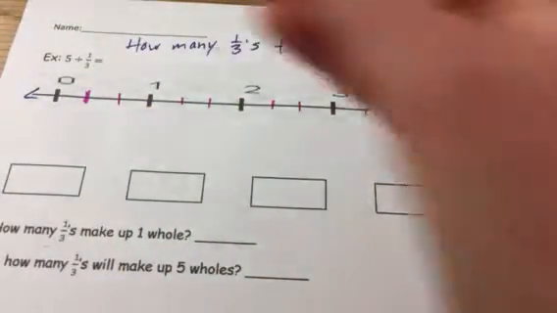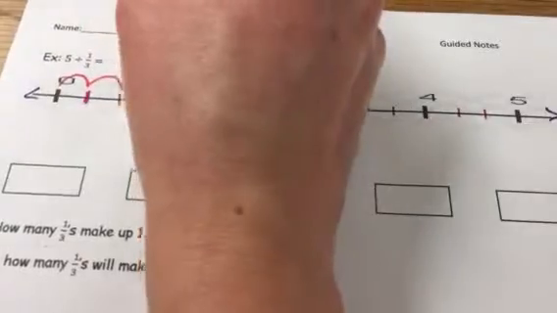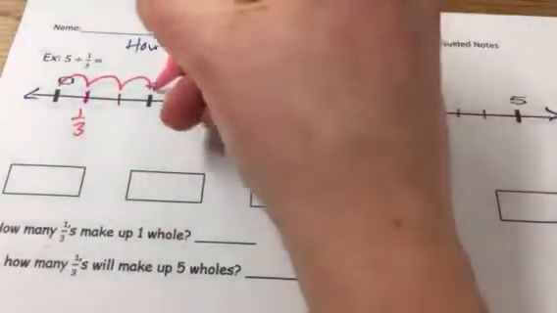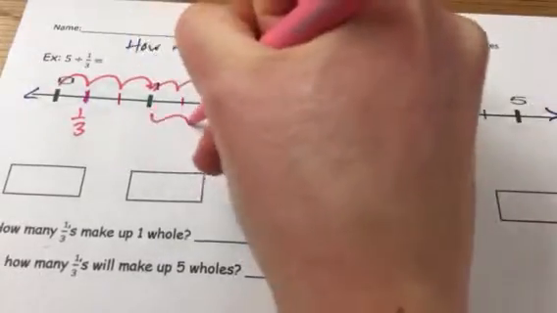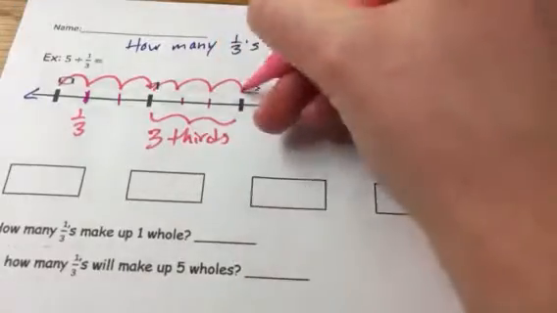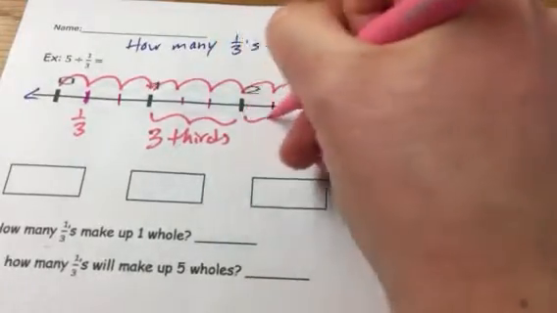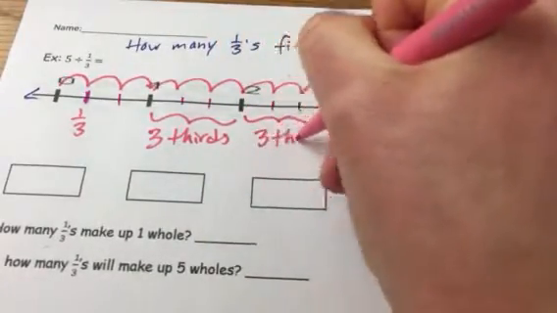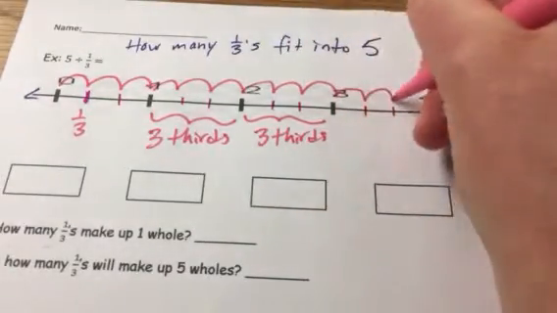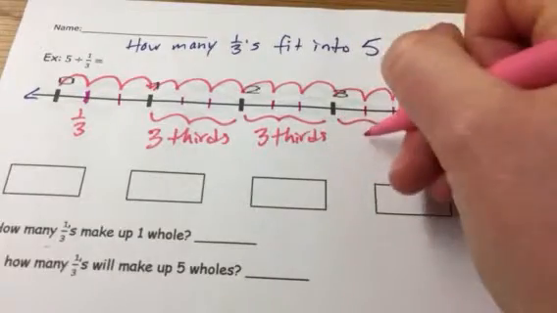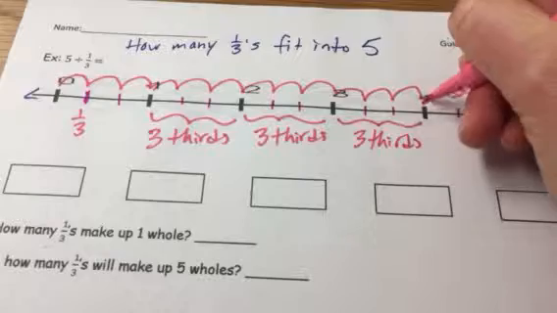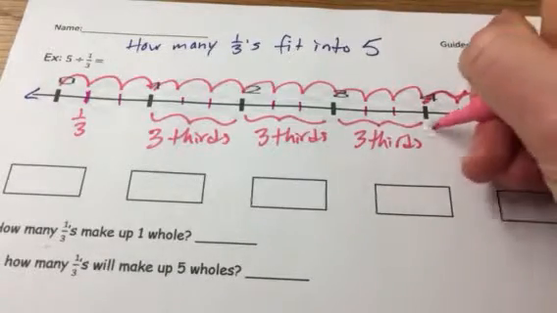Okay, so now I've created thirds, and I need to count up how many of these thirds have just made up my 5 whole things. So I have 1, 2, 3 thirds gets me to 1. 3 more gets me to 2. So that's 3 thirds. 3 more gets me to 3. And hopefully you're starting to see a pattern here. 3 more get me to 4. Oops, sorry. 1, 2, 3 more get me to 5.